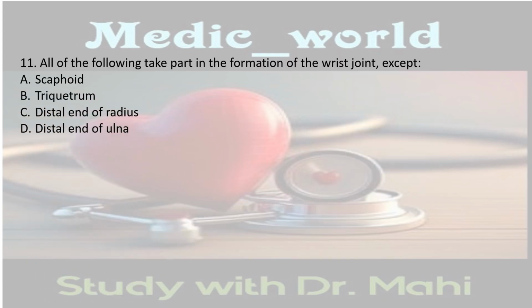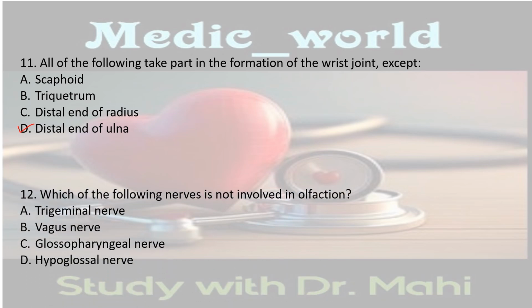All of the following take part in the formation of wrist joint except. We all know that scaphoid, triquetrum, and distal end of radius take part in the formation of wrist joint, but distal end of ulna doesn't take part in the formation of wrist joint. So the answer to this question is option D, that is distal end of ulna.